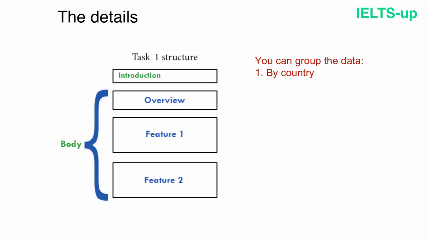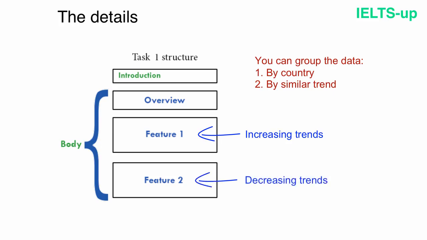I mean, we could describe the UK's rates in the first paragraph, France's rates in the second paragraph, and Germany's rates in the last paragraph. Or the second way is to group by similar trend, the same way as we did in our overview. The second option is more logical as it follows our overview, and I choose this option. So, I will describe the increasing trends in one paragraph and the decreasing trends in another paragraph.